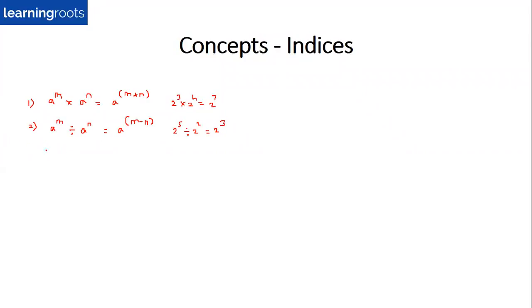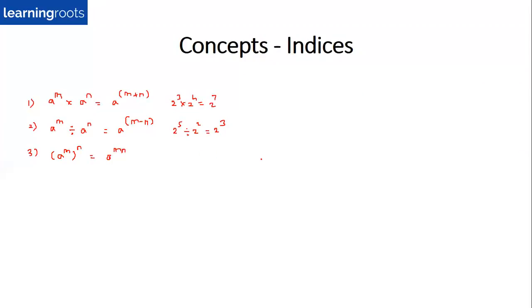which is essentially 5 minus 2. Right? Let's come to the next rule. A raised to m, this thing raised to n. So it means that you have a raised to m and you're multiplying the same thing n times. So this means a raised to mn.